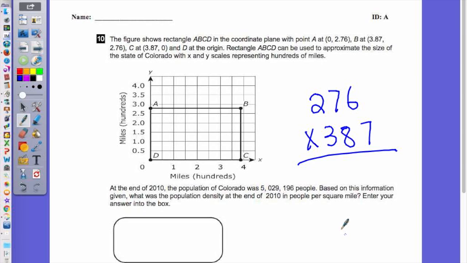106,812. Okay? That's the area. Correct? We're doing population density. What goes on top in population density? Yes. The 5,029,196 divided by 106,812. That gives me the correct answer of 47 people per mile.